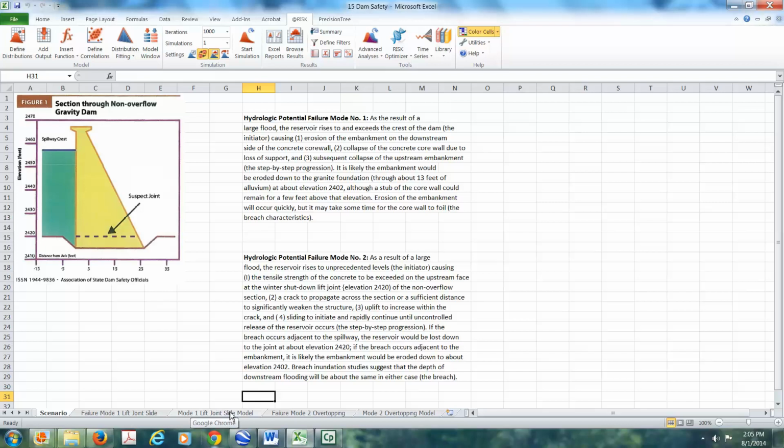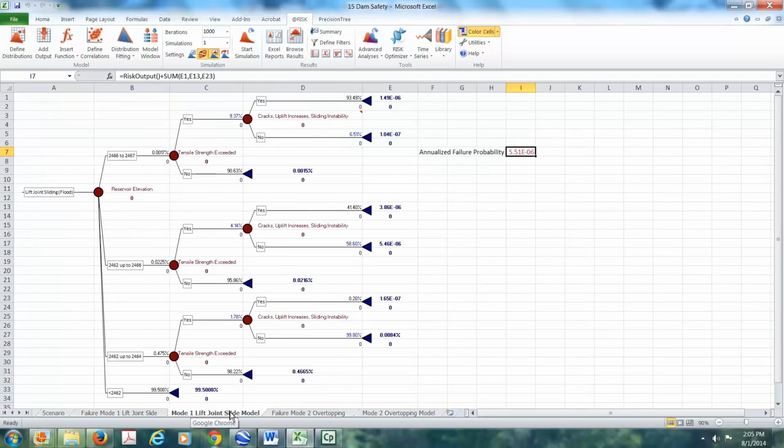Now let's look at our models. The first model is the lift joint slide model. This is the one that would result in the uncontrolled release because of the crack or weakness in the dam itself. Notice that we have four different elevations for the pool behind the dam. Water elevations that are below 2,462 feet, and then a water elevation from 2,466 to 2,467.